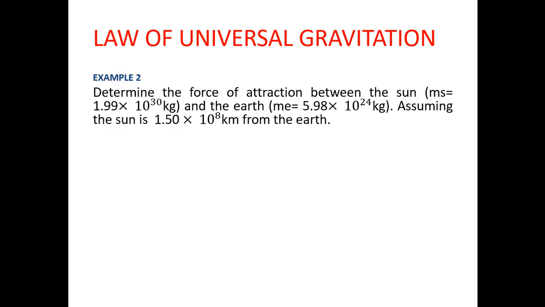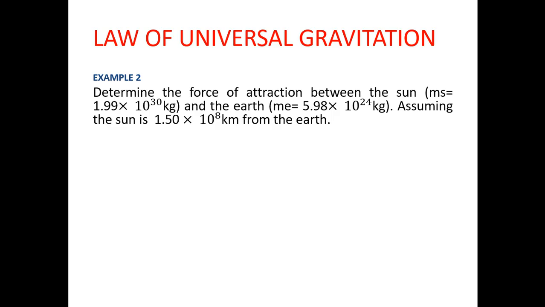Let's consider the second example, example 2. Example 2 says, determine the force of attraction between the sun, whose mass is given to be 1.99 times 10 to the power 30 kilograms, and the earth, whose mass is given to be 5.98 times 10 to the power 24 kilograms. So there is nothing to convert there. The question now says, assuming the sun is 1.50 times 10 to the power 8 kilometers from the earth.